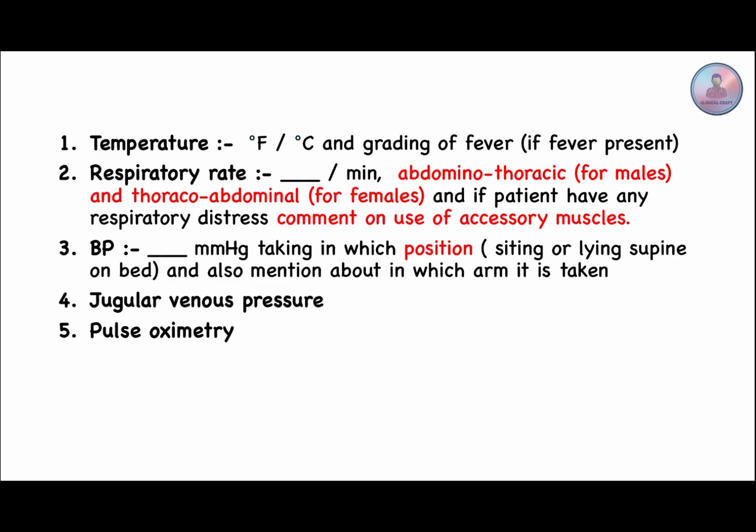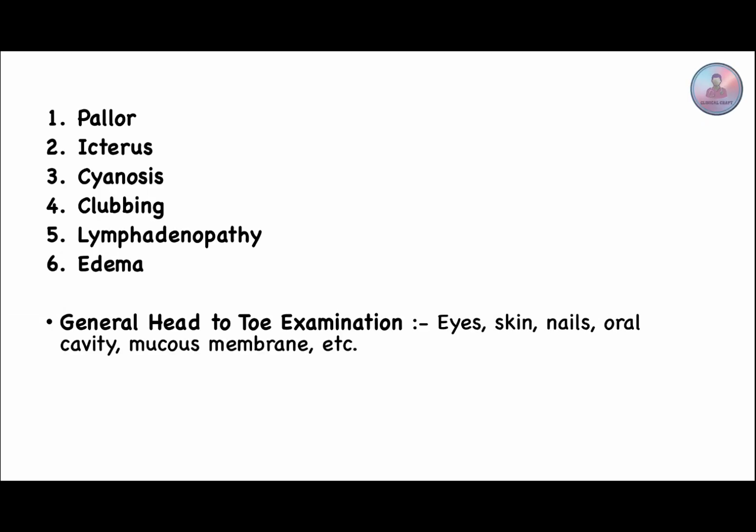Next vital is the BP. It is recorded as dash mm of Hg. Mention in which position it was taken and also which arm it is taken in. For example, 120 by 80 mm Hg measured in right arm in sitting position. Next vital is the jugular venous pressure and then pulse oximetry. In the second part, we describe pallor, icterus, cyanosis, clubbing, lymphadenopathy, and edema. And the third part is the general head-to-toe examination. For that, we have to check eyes, skin, nails, oral cavity, mucous membrane, etc.